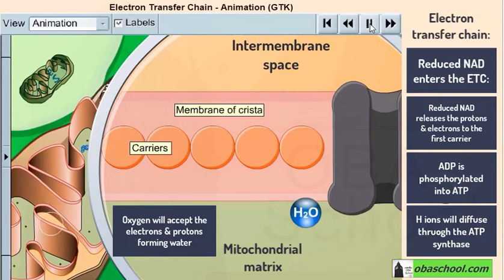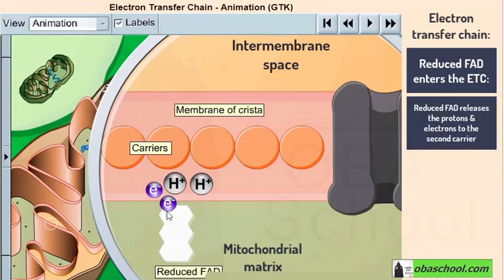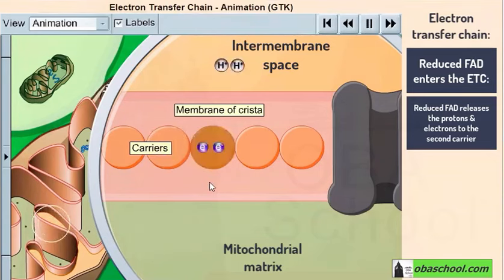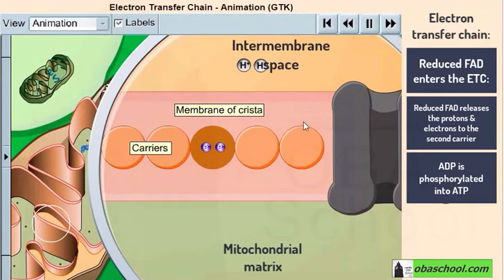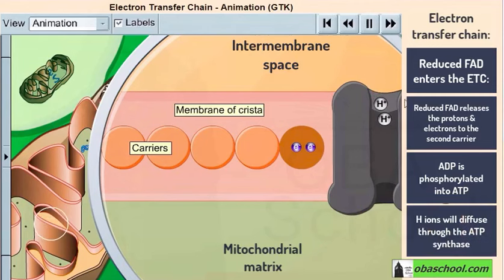Then the reduced FAD from the Krebs cycle will also bring the hydrogen and electrons to the electron transport chain. However, they will release them to the second carrier. As you can see here, the electrons will then pass through the carriers and will phosphorylate ADP into an ATP. Then, hydrogen ions will diffuse through the ATP synthase, forming a water molecule.